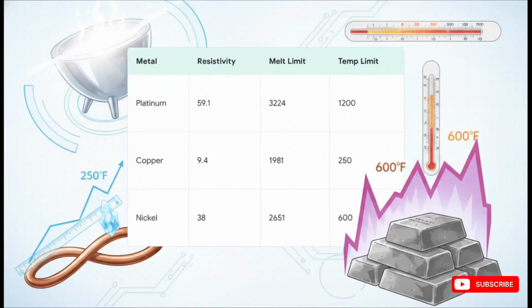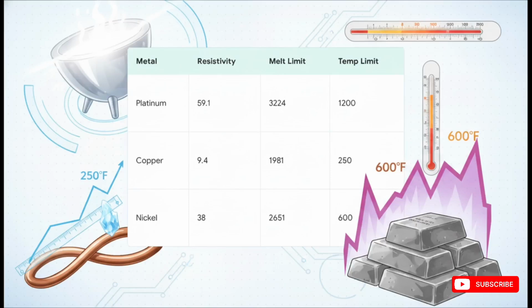Looking at our top 3 contenders for this job, we've got platinum, copper, and nickel. Now, copper has a highly linear relationship, which is great, but it's strictly for lower ambient temps. It maxes out around 250 degrees Fahrenheit. Nickel, while it's cheap and has high resistivity, is good up to about 600 degrees, but its relationship is noticeably nonlinear.